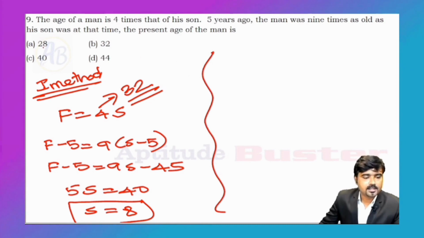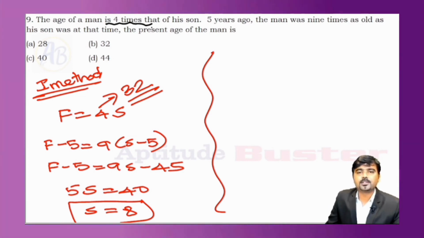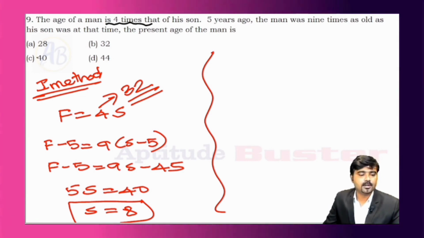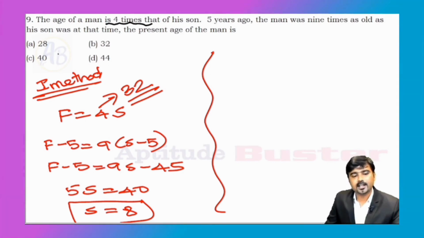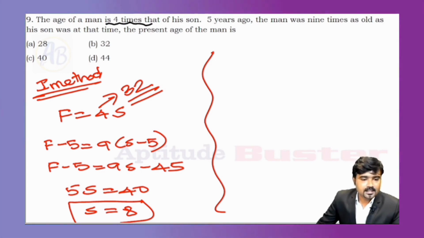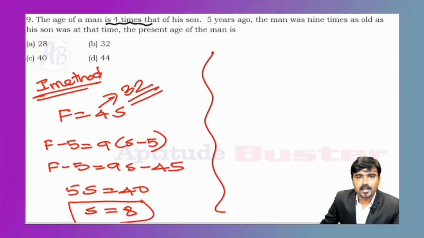Go through the answer choices: 28, 32, 40, 44. What's the question? The age of the man is 4 times that of his son. Check which options are not multiples of 4. No, all the options are multiples of 4. Okay, read the next line. 5 years ago the man was 9 times as old. What's the meaning of the sentence? Once you subtract 5 from the present age, the value should be a multiple of 9.